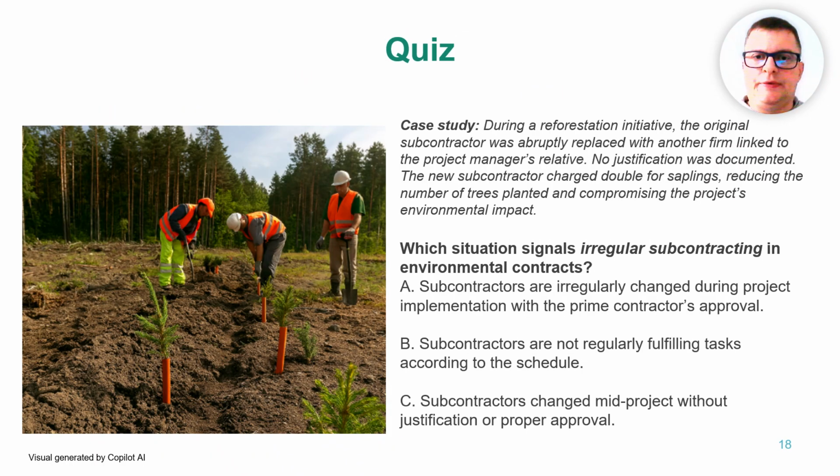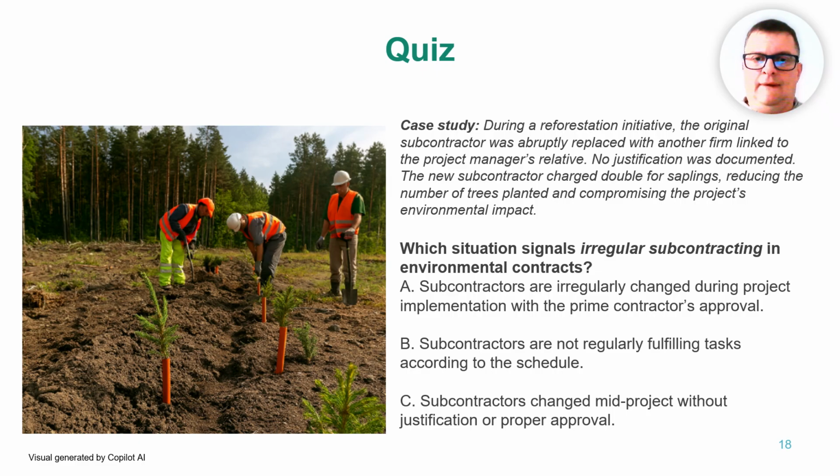And the last quiz for you. Let's take a look at this case study. During a reforestation initiative, the original subcontractor was abruptly replaced with another firm linked to the project manager's relative. No justification was documented. The new subcontractor charged double for saplings, reducing the number of trees planted and compromising the project's environmental impact. Which situation signals irregular subcontracting in environmental contracts?